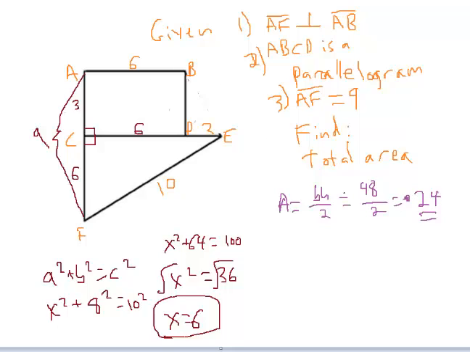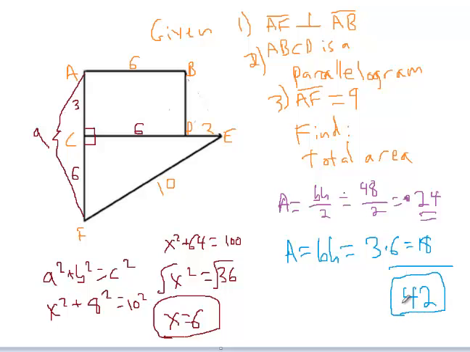Now, in a different color, let us do the rectangle, where the area is simply the base times the height, or the length times the width, same thing. In this case, that's 6 times 3, it looks like. 3 over here, 6 over here. 3 times 6, which is 18. If we add them together, the 24 and 18, we get 42. So the total area of this shape is 42.